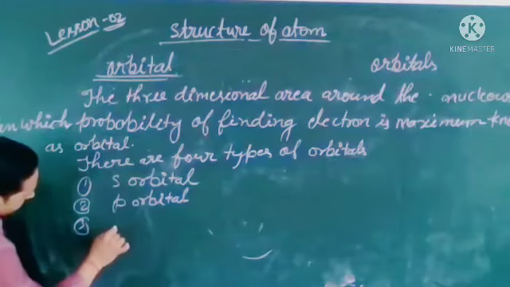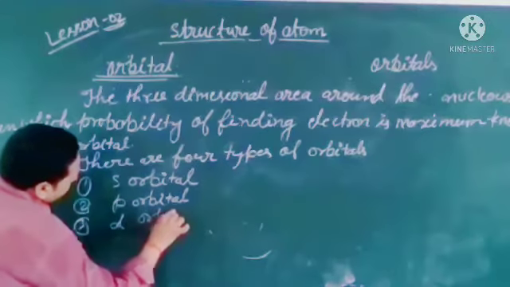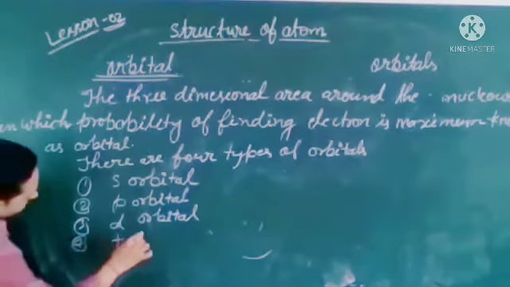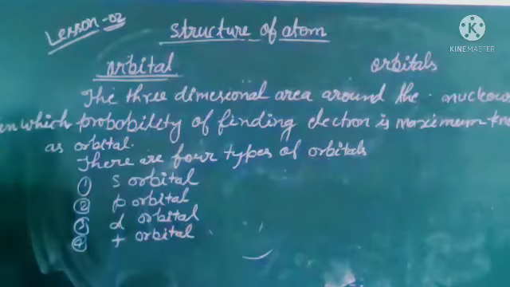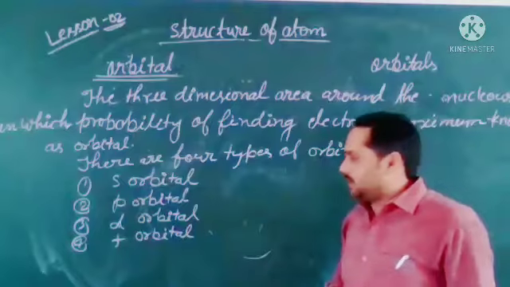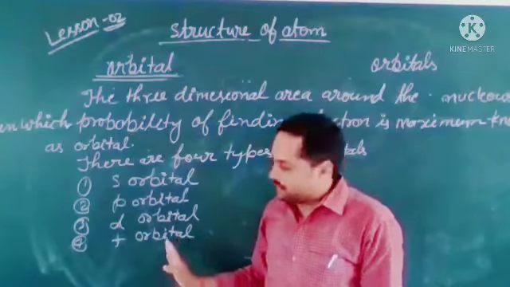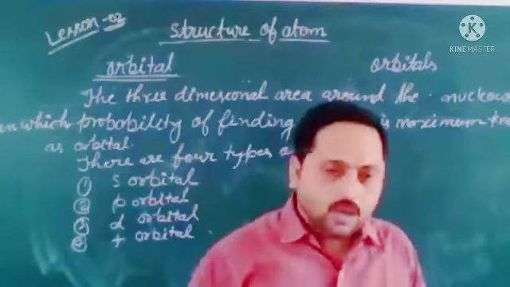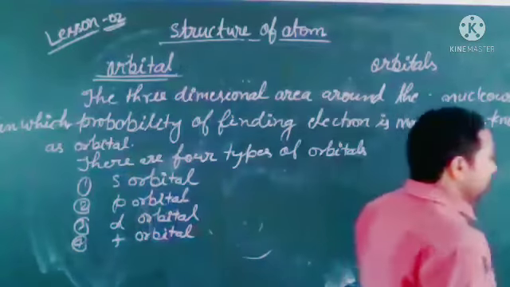Third is d orbital, and fourth is f orbital. This we can see. So what are the four types of orbitals? S orbital, p orbital, d orbital, and f orbital. After this we will discuss in detail about each orbital.